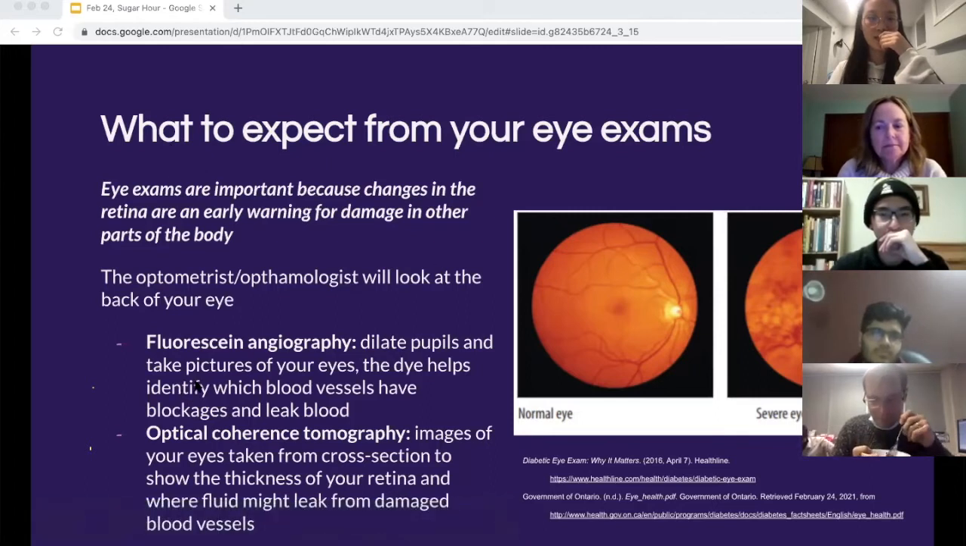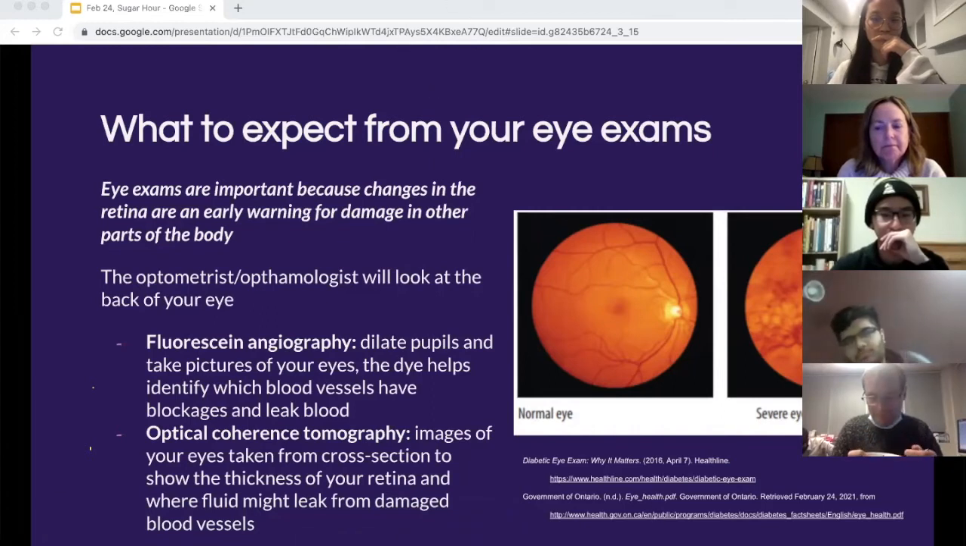This is where they dilate your pupils and they'll take a look at the back of your eye, and that's the image on the right. The other is optical coherence tomography. So these are images of your eyes that are taken from cross sections, and they show the thickness of your retina and where fluid might leak from damaged blood vessels.